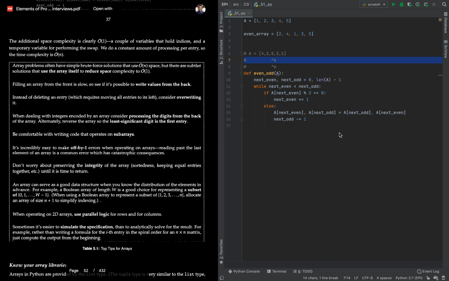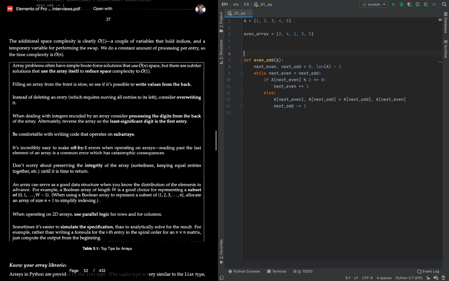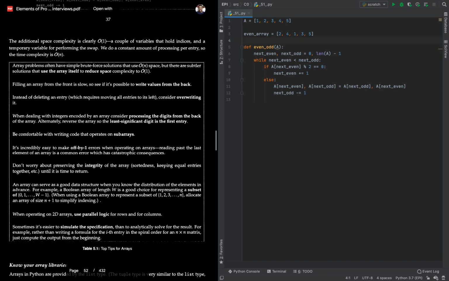Okay, all right. The additional space complexity is clearly big O of 1, right? Perfect, that makes sense. A couple of variables that hold indices and a temporary variable for performing the swap. Python's got its own way, but otherwise there's a bunch of different ways to do it, and it's generally a temporary variable, and that's what they're talking about.